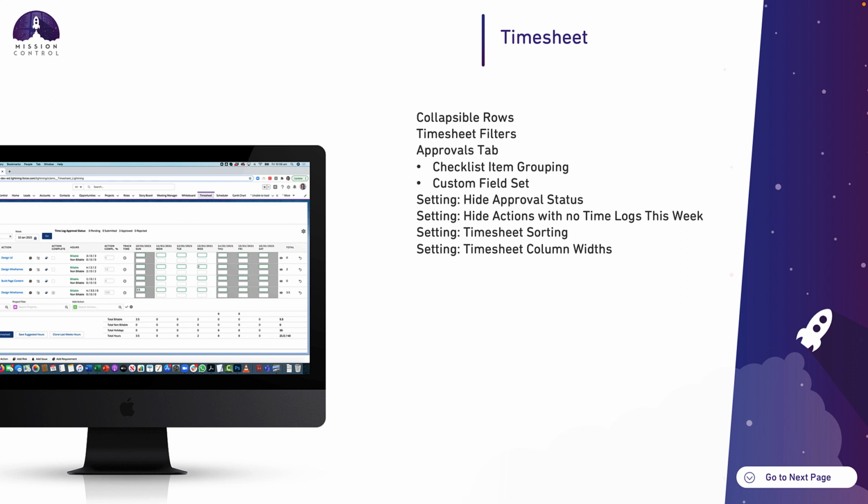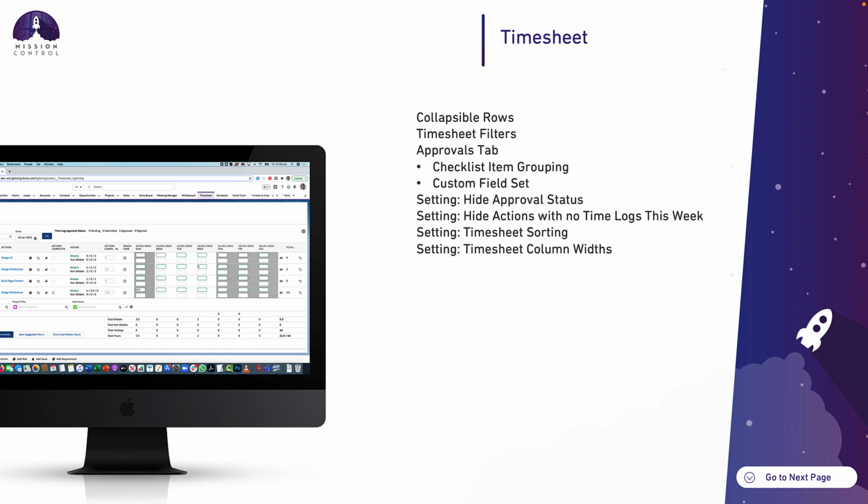We're also introducing persistent filters on the timesheet as well, so you can apply particular filters if you're wanting to reduce the number of records that are visible for you. There are some changes to the approvals tab, so you can now see your time logs grouped by checklist item. You've also got the ability to add custom fields via a field set, and some additional settings to give various customers additional flexibility on how they're using the timesheet.